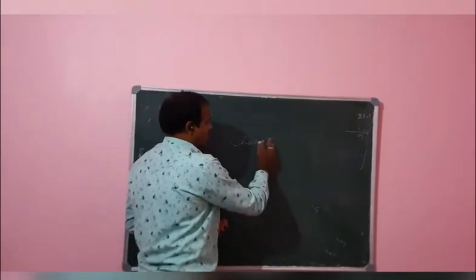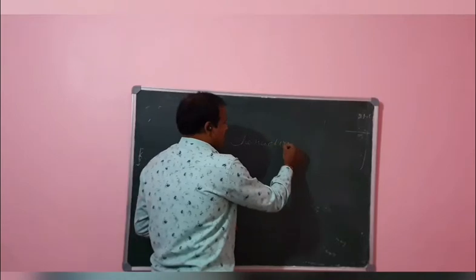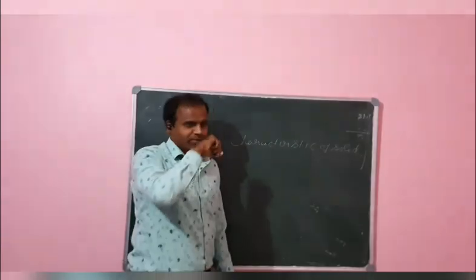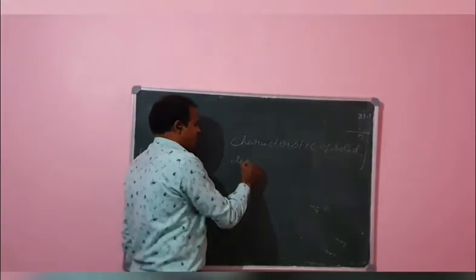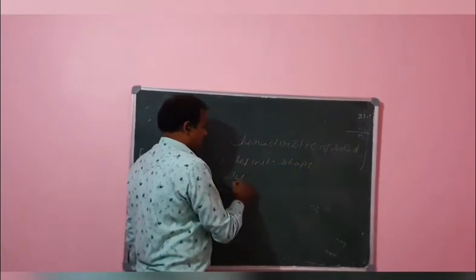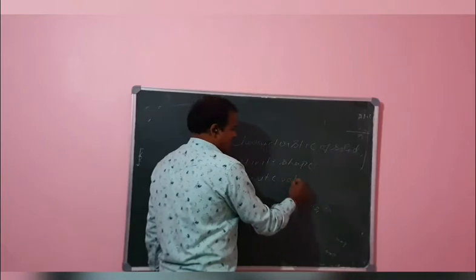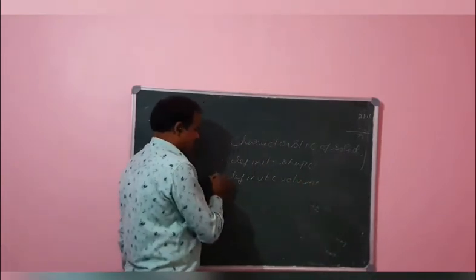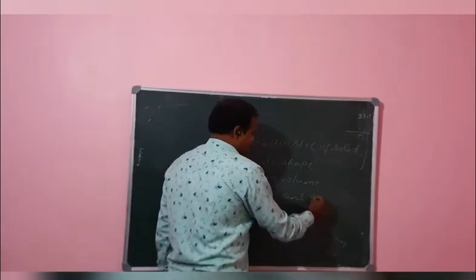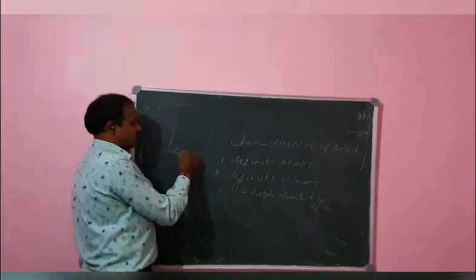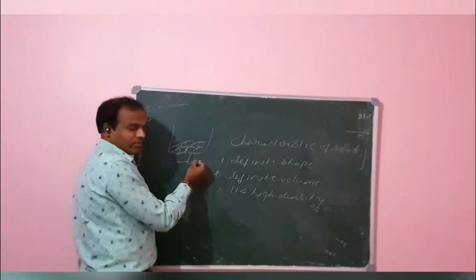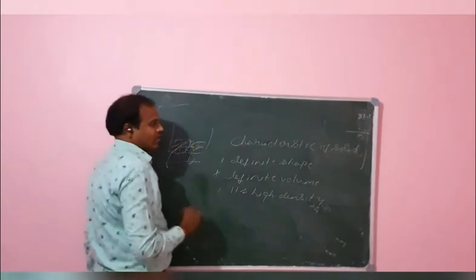You already know the characteristics of a solid: it has a definite shape, a definite volume, and its own identity. You already know that, okay? The closely arranged particles give a definite shape and a definite volume, and high density. These are the characteristics of a solid.